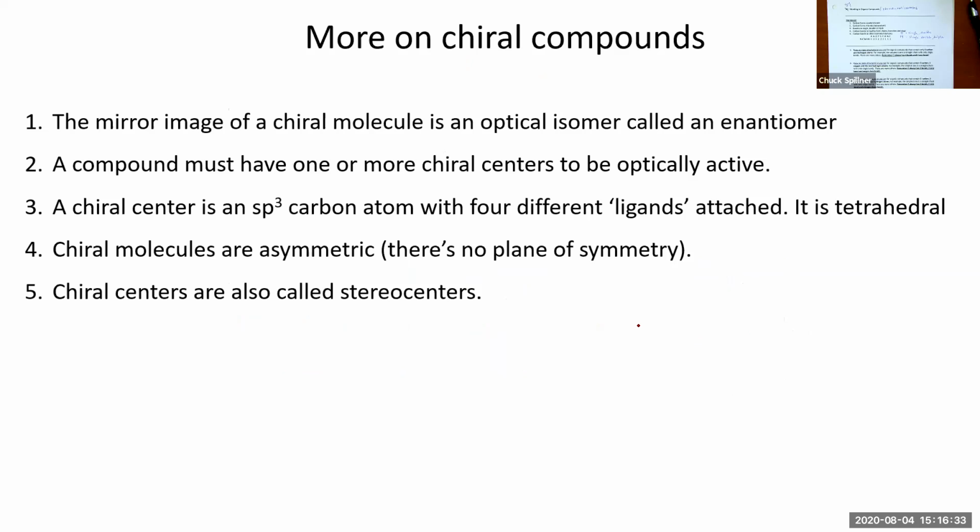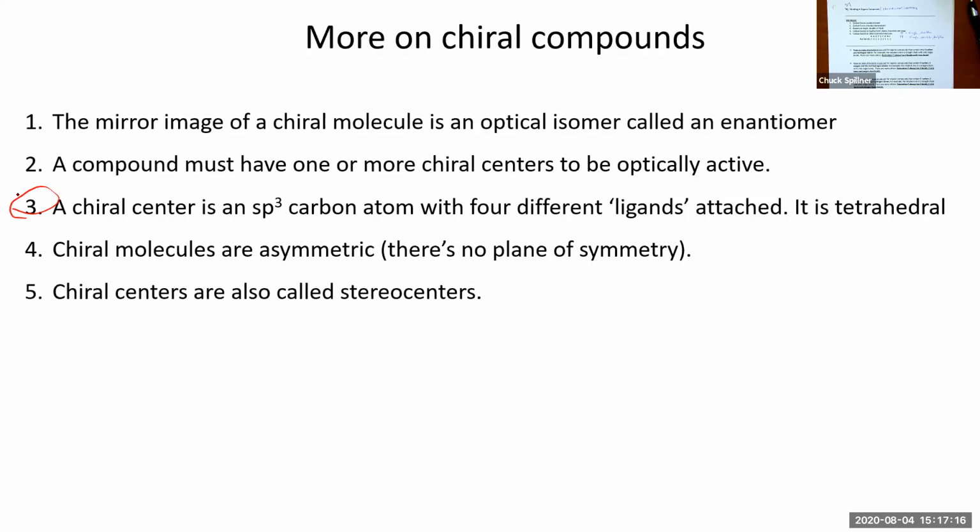So here's a summary of chiral compounds. The mirror image isomer of a chiral molecule is an optical isomer called an enantiomer. It must have 1 or more chiral centers to be optically active, so at least 1. The chiral center is an sp3 carbon atom, so that's important. It has to have 4 single bonds with 4 different ligands attached. That's statement 3, which tells you what a chiral center is. And it's tetrahedral because it's got 4 single bonds.